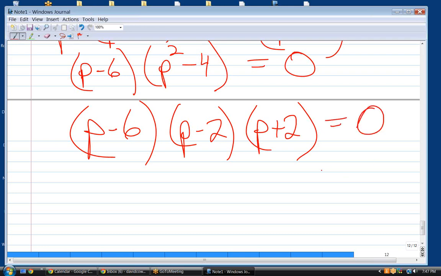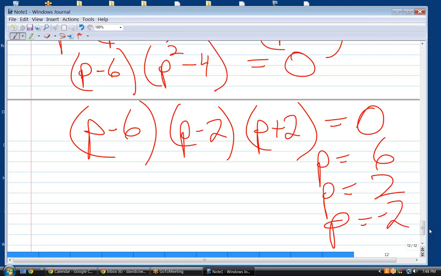So now my solutions are, okay, it's going to be plus 6, plus 2, minus 2. Okay. Always look for that difference of perfect squares. Why? Because you're going to have to do it about 100 times over the next 2 years.